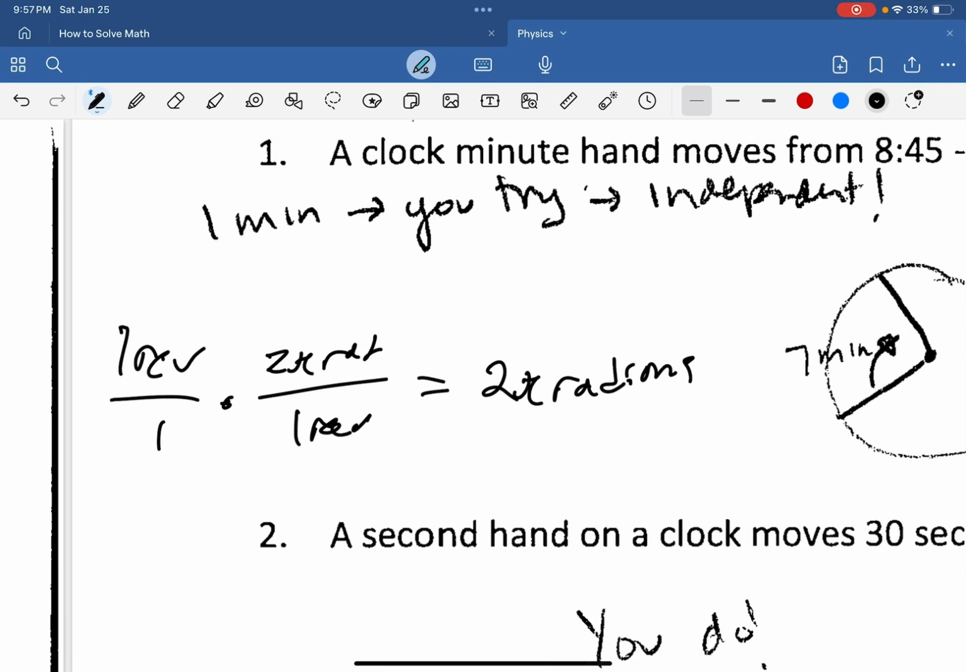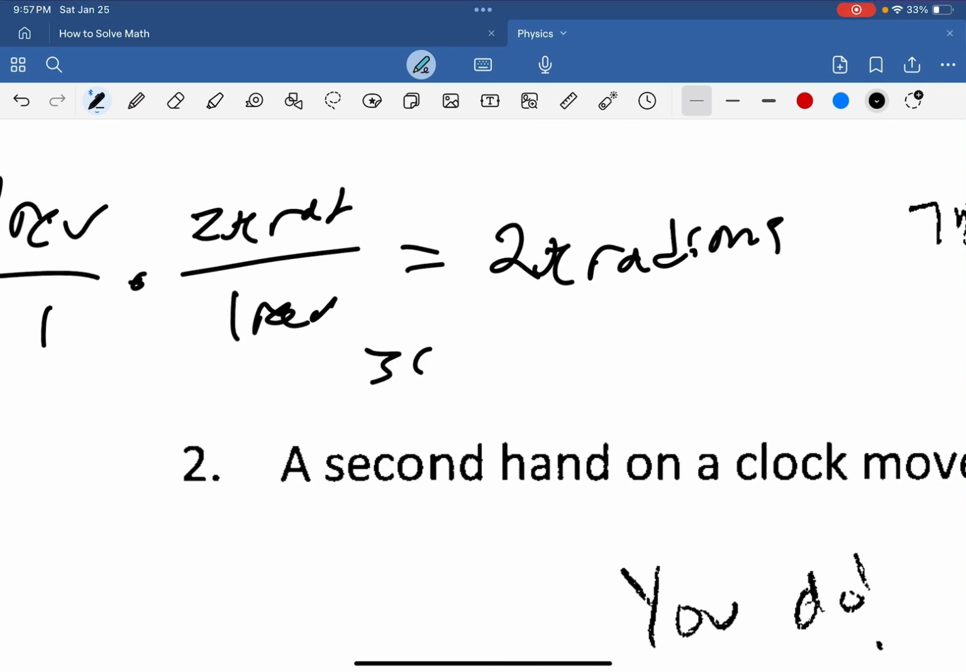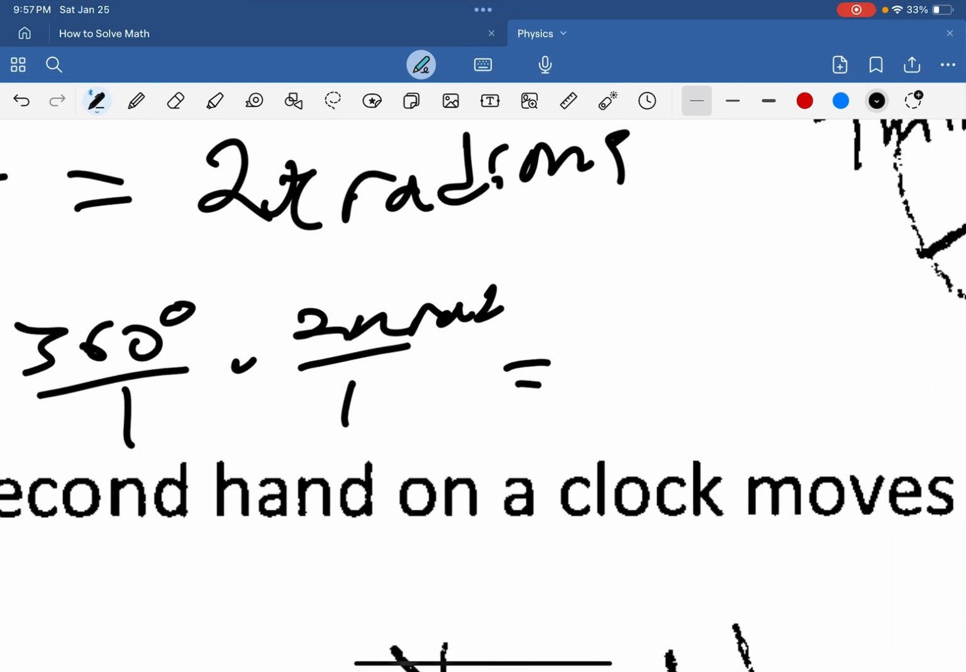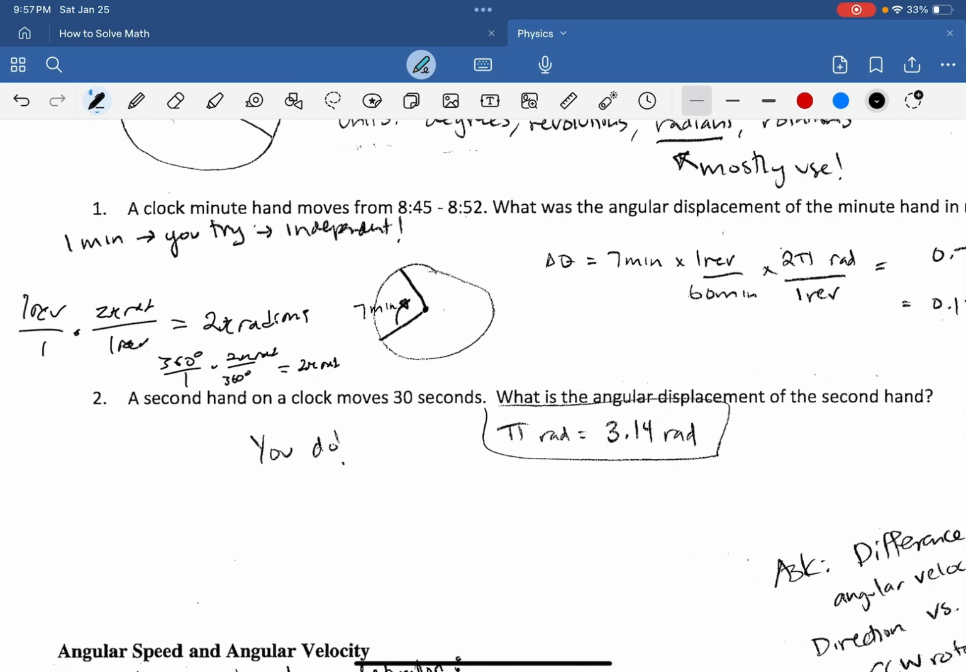So it's going to be 2 pi radians. But let's say you had 360 degrees, and we're going to do the exact same thing. 2 pi rad over 1 is equal to, not over 1, hold up. 2 pi radians. Boom. That's it.